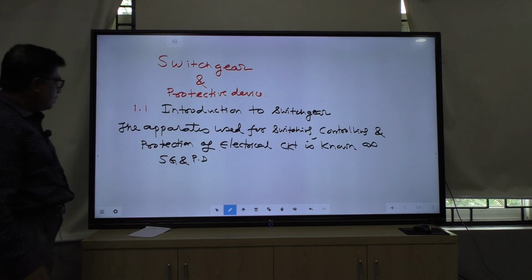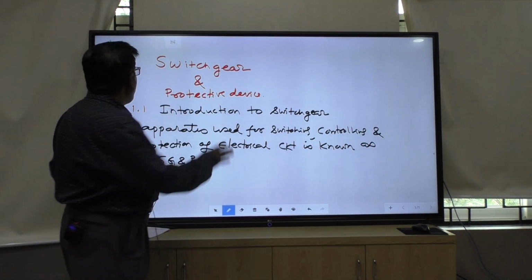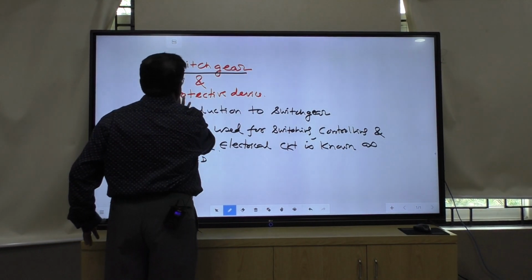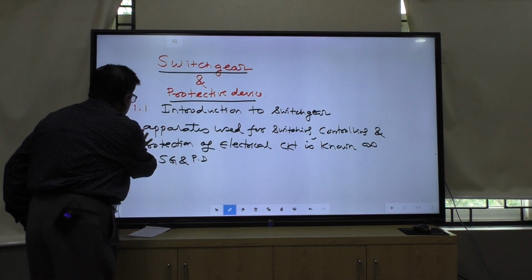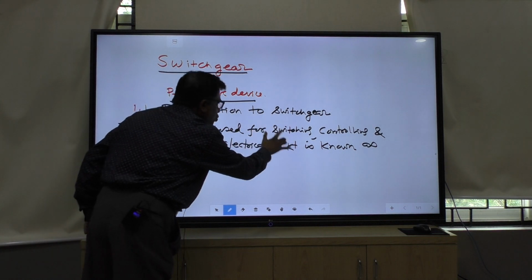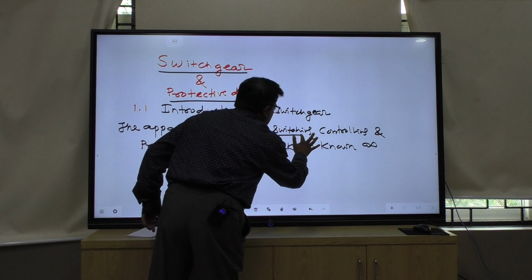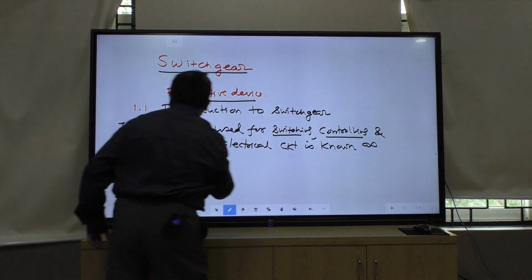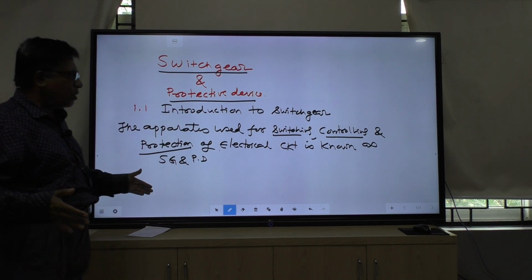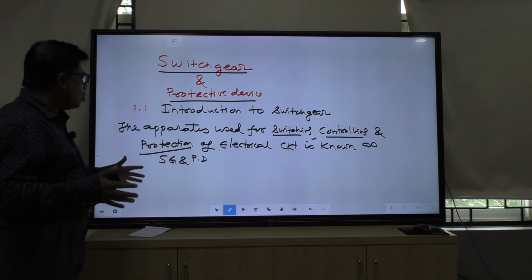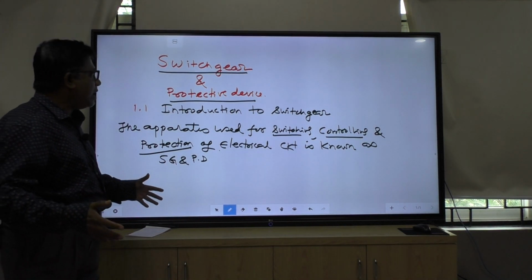So you see, two broad words are coming. One is your switchgear, another is your protective device. So what is the definition? The apparatus used for switching, controlling and protection. So this is a very vast word: switching, controlling, protection. So what are the apparatus used? I will tell you. Write down.